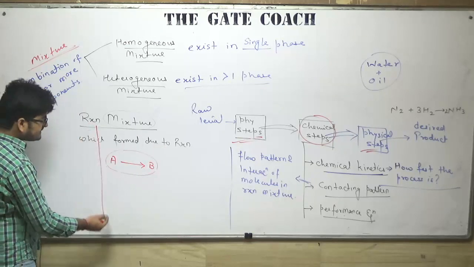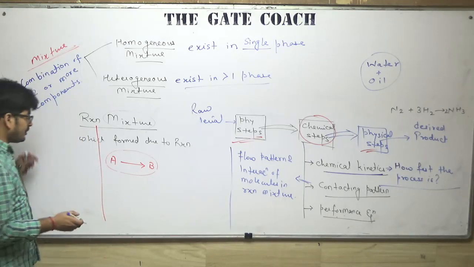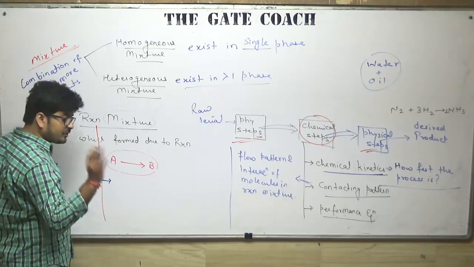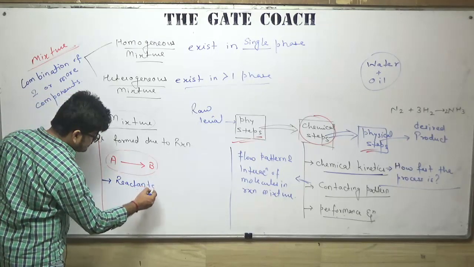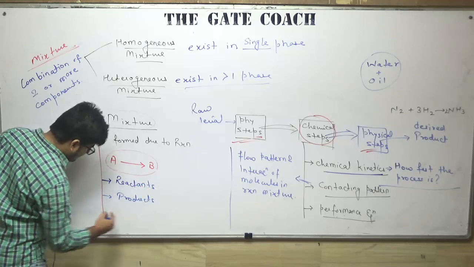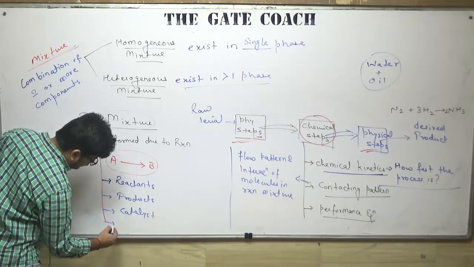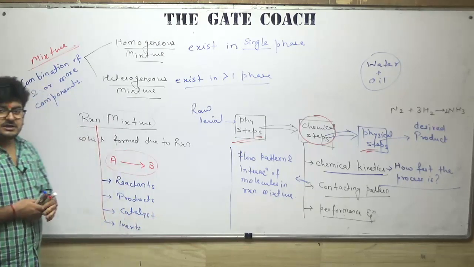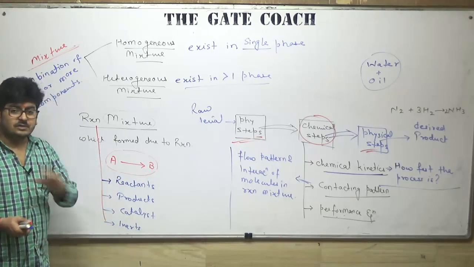And remember guys, reaction mixture may consist of only four components. In reaction mixture we will have only four components. One, reactants. Second, products. Third, catalyst. And fourth, inerts. So reaction mixture may comprise of reactants, products, catalyst and inerts only.